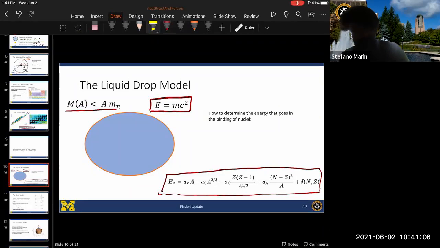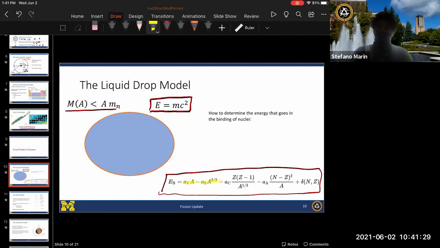So how is this thing held together? Well, there is what we call a volume term. The protons and the neutrons, as I said, attract each other. So the more of them there are, the more they're going to attract one another. So there's going to be a term that tells us the more matter you have, the more the attraction is going to be. Then we have the surface term.